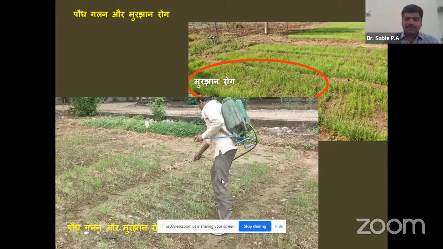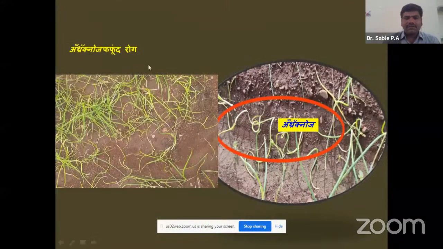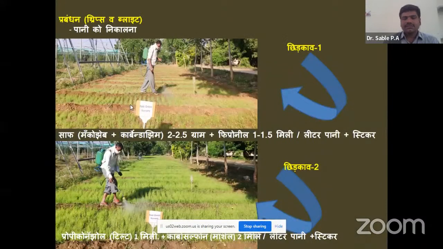Here we can see this. And this is also a kind of blight, caused by anthracnose blight. Here, a twister-like structure can be observed in the nursery as well as the main field of the onion. Now, what is nursery management? Here, we need a particular schedule for nursery management in onion and other vegetable crops.